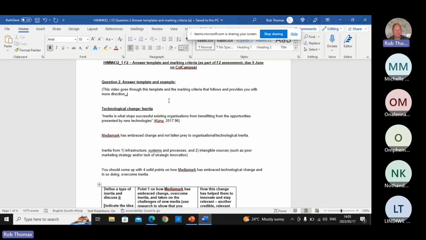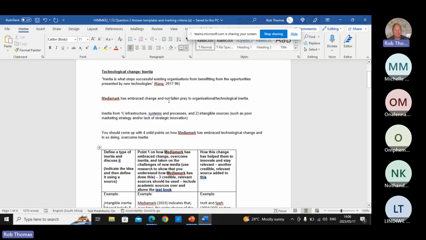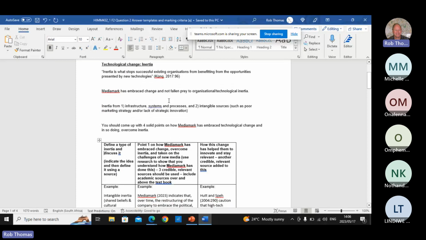Okay, so guys, you should come up with 4 solid points. Chris may change this. I said, James, come up with 4 solid points on how MediaMarkt has embraced technological change and in so doing has overcome inertia. So guys, what I said over here on the left-hand side is define a type of inertia and discuss it. If Chris does change this, I'll go through it with you again next week so you can know what's been changed. But he probably won't change it all that much because it is very linked to the question paper. So define a type of inertia and discuss it.